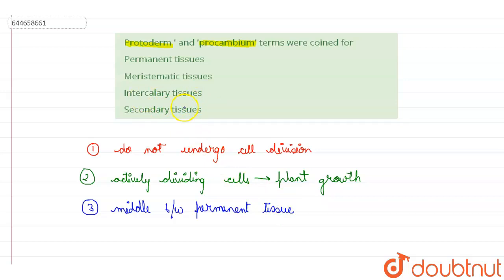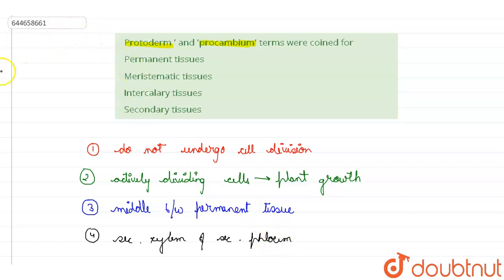The last one is the secondary tissue. The secondary tissue is present in the woody part of the plant, and it gives rise to secondary xylem and secondary phloem, which help in increasing the girth of the stem.